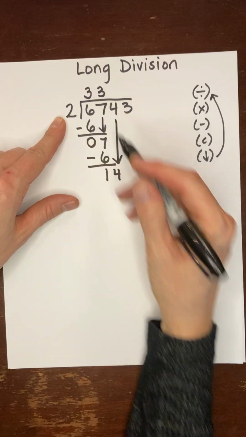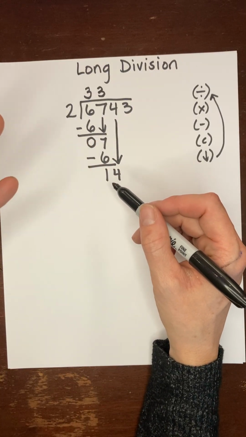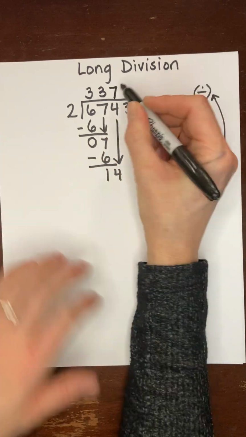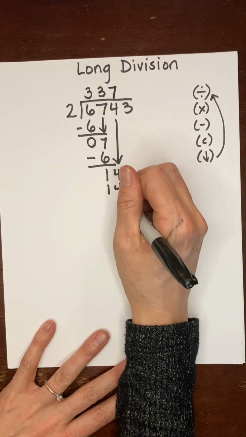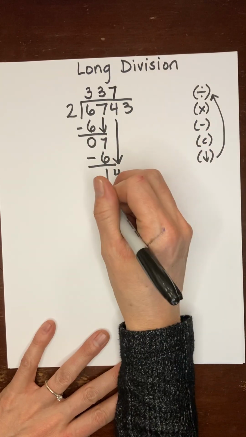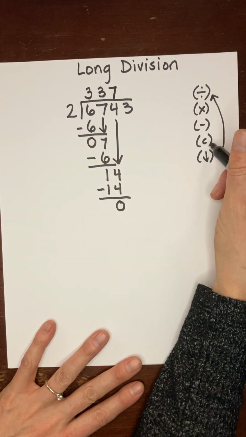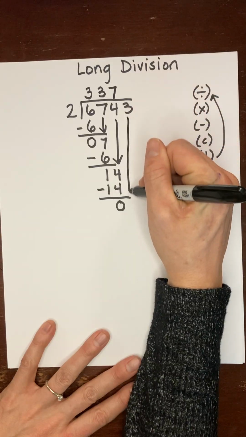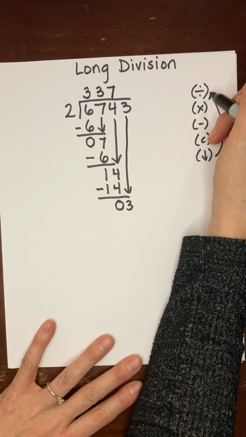Okay, how many times does 2 go into 14? Let's count. 2, 4, 6, 8, 10, 12, 14. Exactly 7 times. Now we're going to multiply. 7 times 2 is 14. We're going to subtract. What's left over? Well, nothing's left over because it went in exactly 7 times. Compare. Is 0 less than 2? Yep, it is. So let's keep going. We're going to bring down that 3. And then we're going to go right back up to the top and divide.